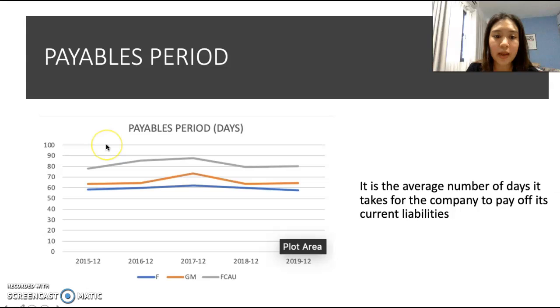And lastly, the payable period, which is the average number of days it takes for the company to pay off its current liabilities. It is notable that FCAU had the highest payables period and also experienced a slight fluctuation, whereas company F has the lowest among the three companies, and this is more stable than the others.